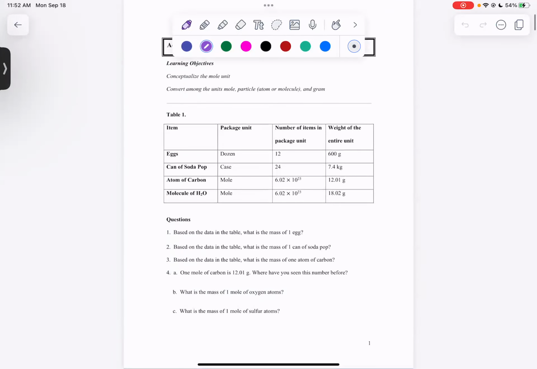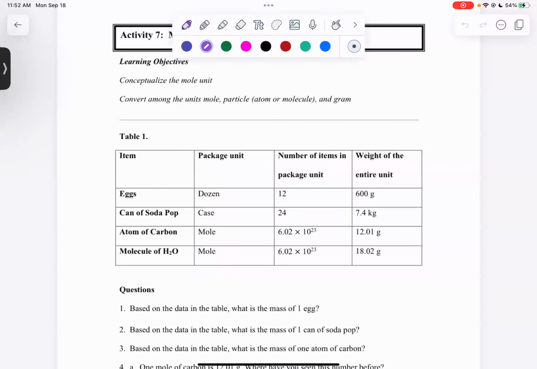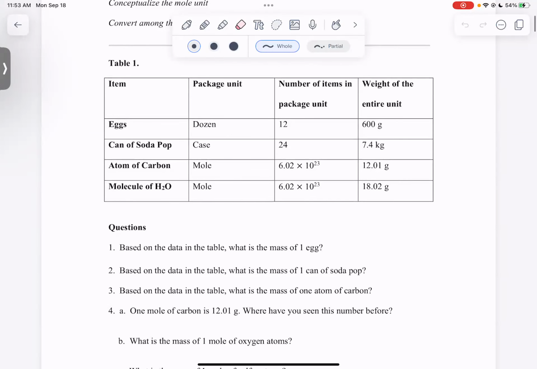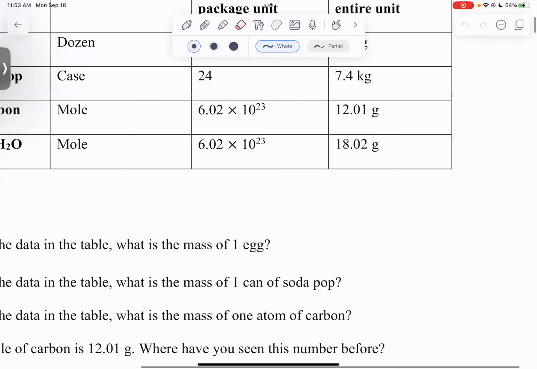So when we talk about moles and Avogadro's number, it's important to remember it's not really different than anything else that you've talked about before when we talk about a collection of things. When we talk about eggs, we always package them in groups of 12, which we call a dozen. Everybody knows a dozen's 12. A case of soda is 24. And then a mole is just 6.02 times 10 to the 23rd. So we're going to start with some non-mole things, and then we'll move over into moles.